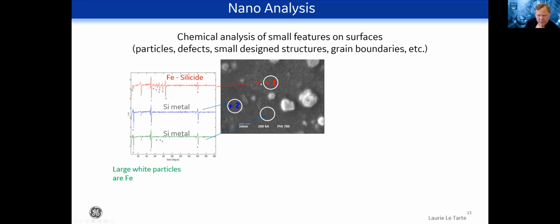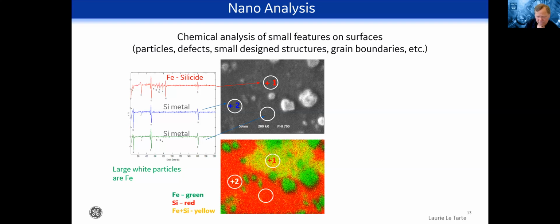However, when we look up in this corner, it isn't just silicon. We're seeing evidence of an iron silicide. So we're seeing chemical differences, and that's nice and useful for our colleagues. However, what's really impactful are the images showing the distribution and what's actually happening.